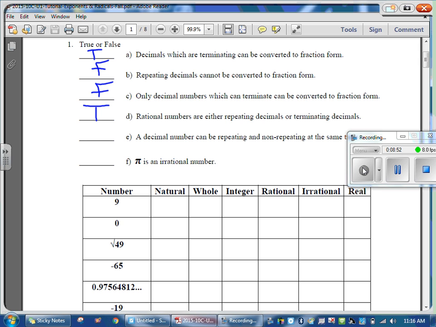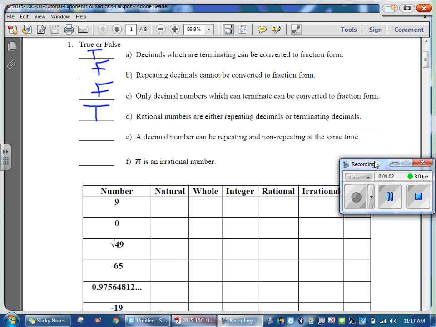So yes, it's true. Decimal numbers can be repeating and non-repeating at the same time. That's confusing. That's false. You can't have a number that stops and then all of a sudden starts to repeat. That doesn't happen. Pi is an irrational number? Absolutely. We do know that's true.